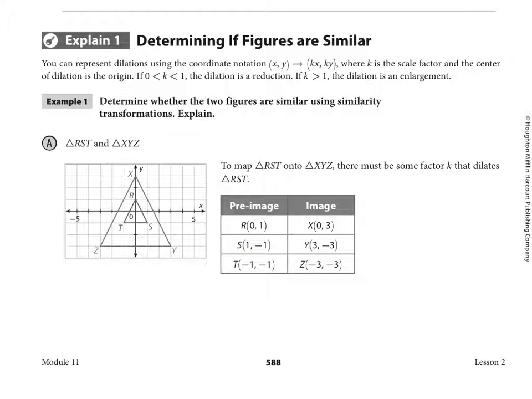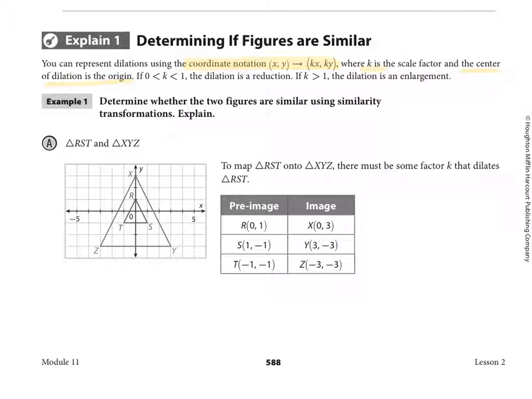All right, so with similarity, we also talk about the scale factor, specifically when we talk about dilation. So up here in the top, I want you to note that the coordinate notation for a dilation is going to be this (x, y) to (kx, ky), where k is the scale factor, and the center of dilation, unless otherwise stated, is always going to be the origin.